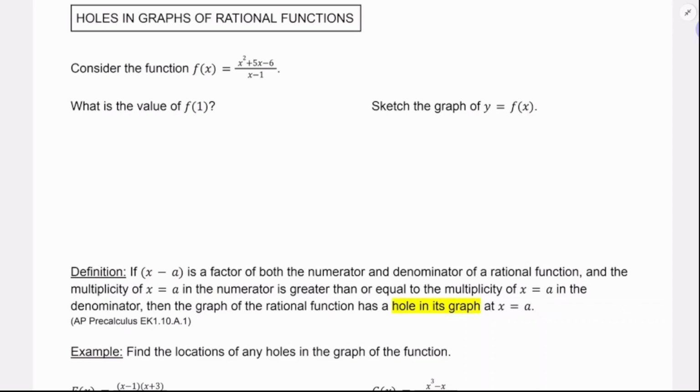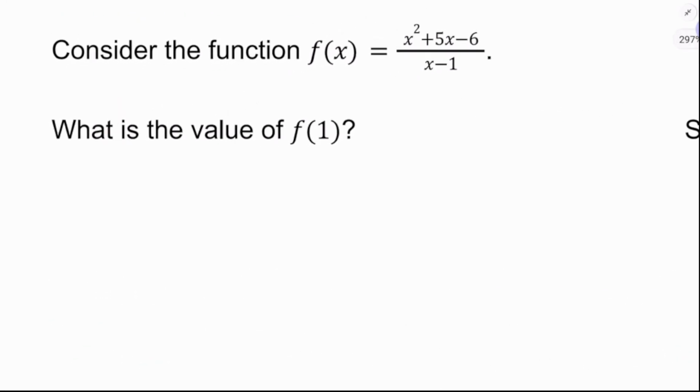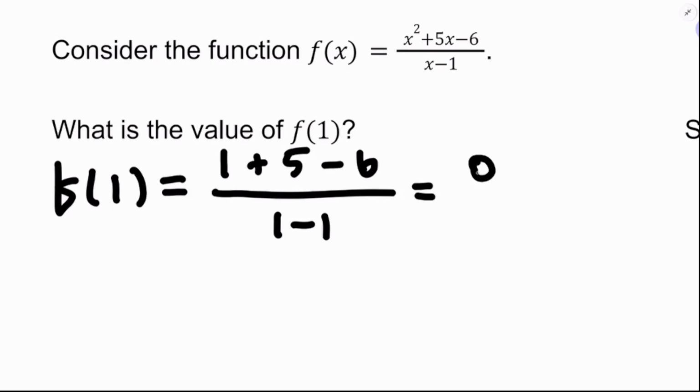So consider the function f of x equals x squared plus 5x minus 6, all divided by x minus 1. So if I asked you about the value of f of 1, we'd say, all right, let's plug in 1 wherever I see x. So that's 1 plus 5 minus 6. It's going to be 0 on top, and then 1 minus 1 is 0 on bottom. So 0 divided by 0. I'm just going to tell you right now that is not a real number.